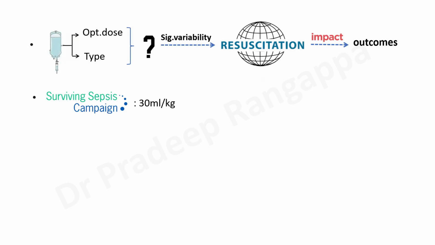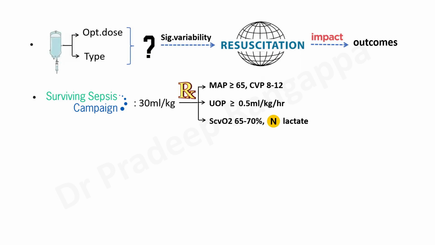So when you look at the Surviving Sepsis Campaign guidelines, which talk about the type of fluid that needs to be administered and optimal dose in sepsis or septic shock, the recommendation is 30 ml per kg to be administered and targeted to attaining certain goals, like attaining MAP of more than 65, CVP. All this can be disputed. Or trying to attain urine output more than 0.5 ml per kg per hour, or trying to attain mixed venous saturation of 65 to 70 and normalizing lactate.